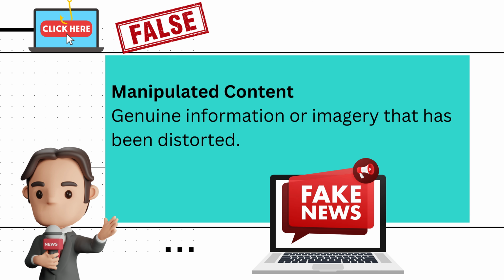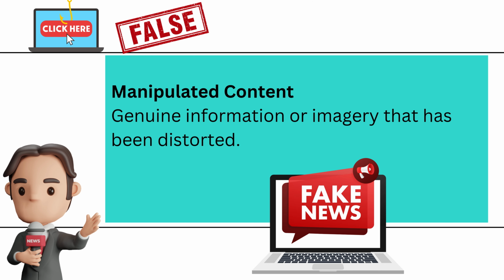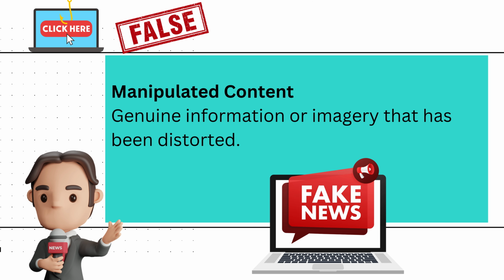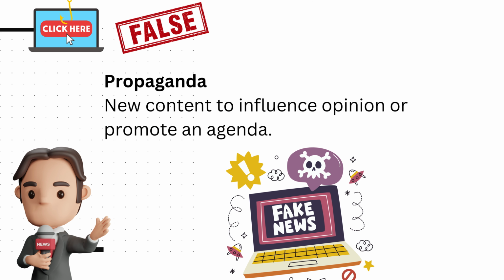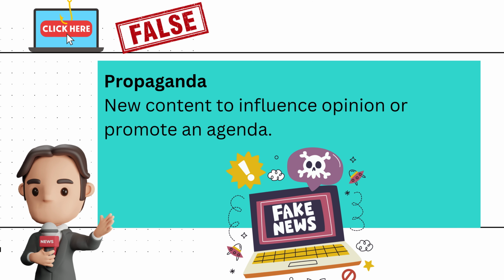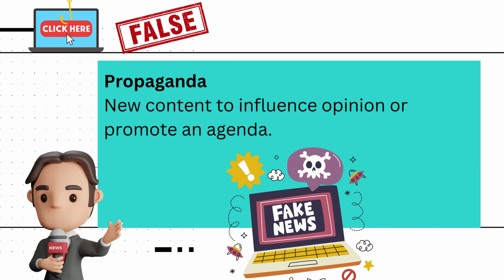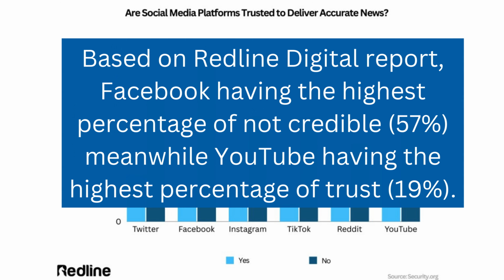The fourth of the forms of fake news is manipulated content, genuine information or imagery that has been distorted. The fifth is propaganda, content created to influence opinion or promote an agenda. Based on a Redline Digital report, Facebook has the highest percentage of not credible, 57%, meanwhile YouTube has the highest percentage of trust, 19%.